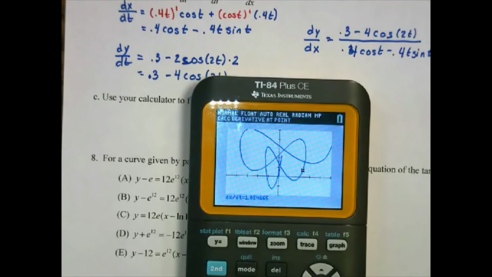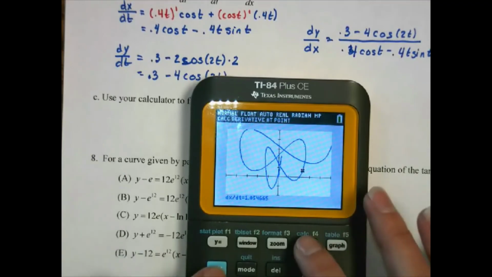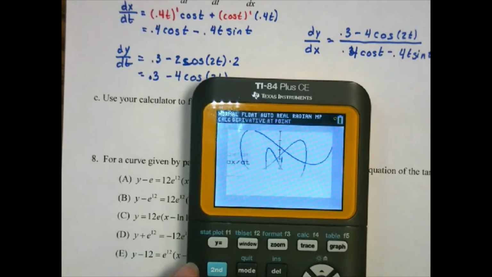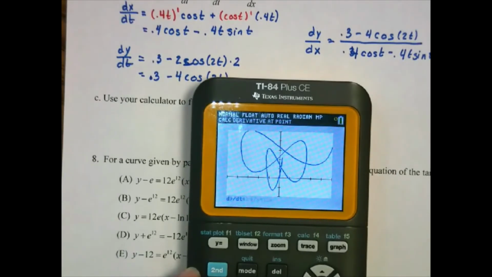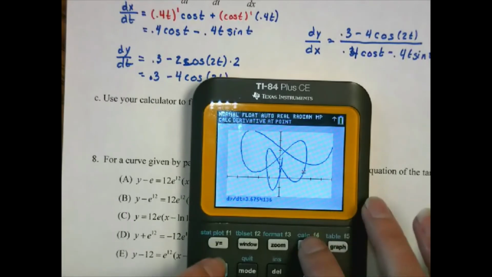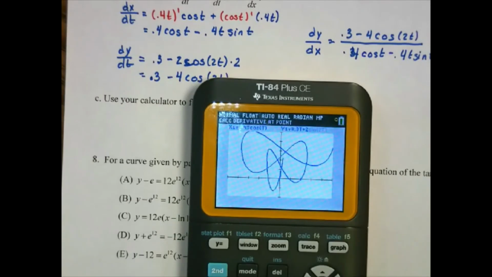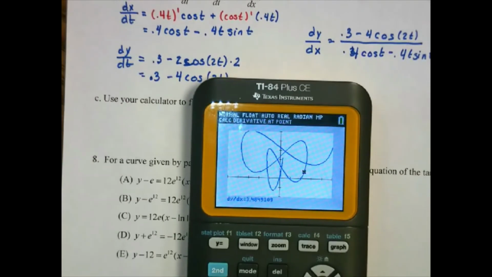So we get 1.055. Calculus is always 3 decimal places. Second calc, dy dt when t equals 6, and we get 3.675. Second calc, dy dx at 6 is 3.485.